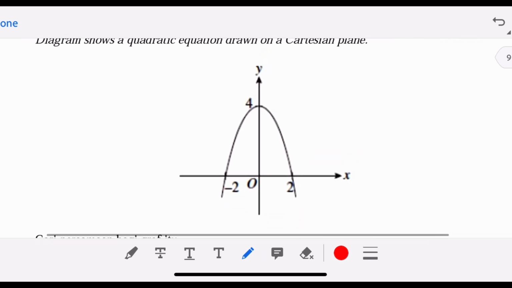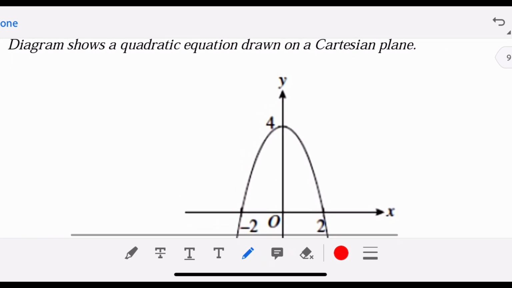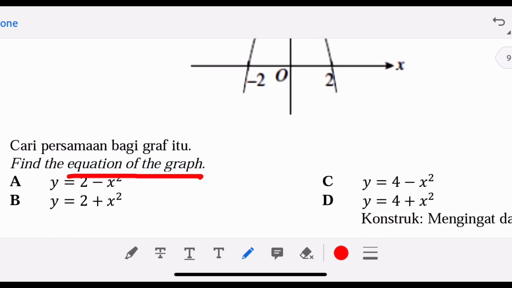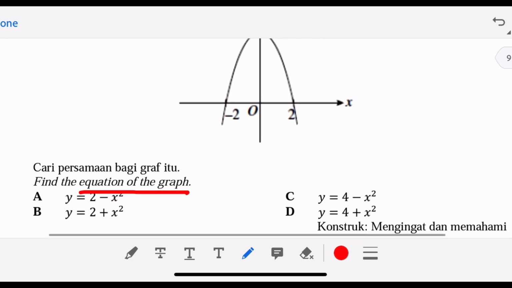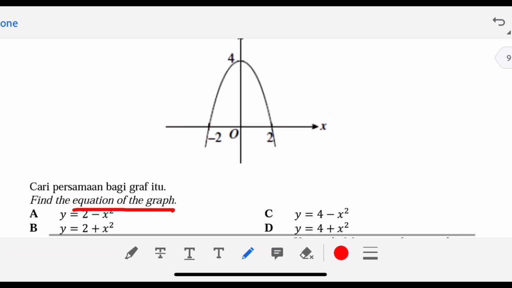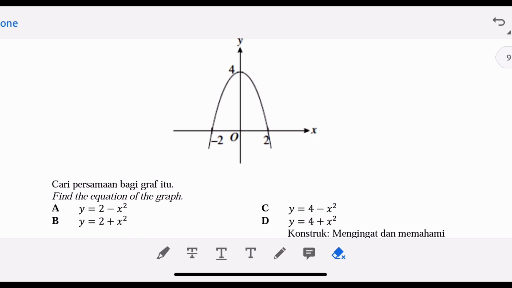For this question, you have a quadratic equation, right? You're asked to find the equation of the graph. Find the equation, find the function, right? We should say that function. Okay, now you see how to do this question is very easy. You just go to the answers, right?